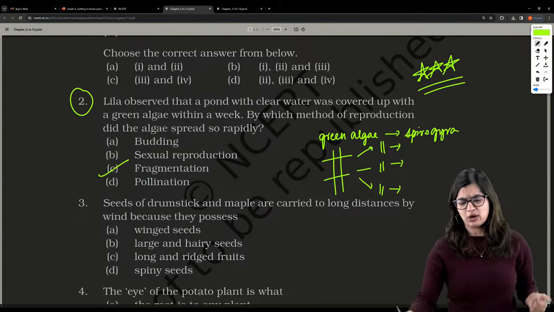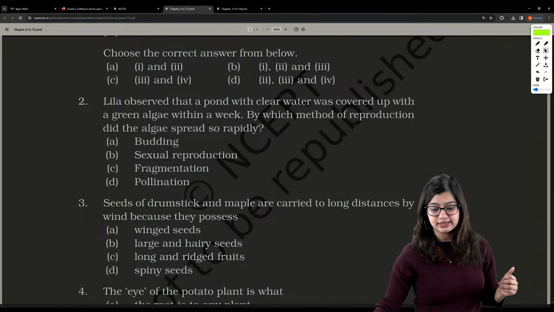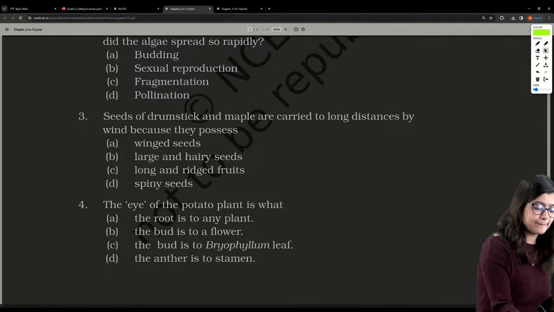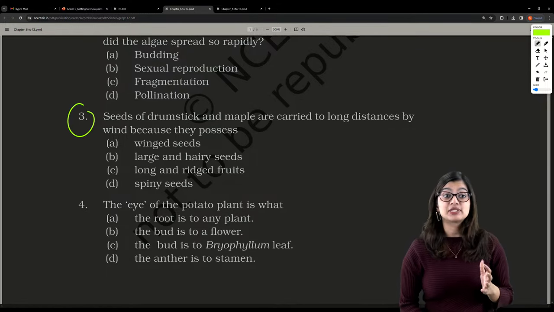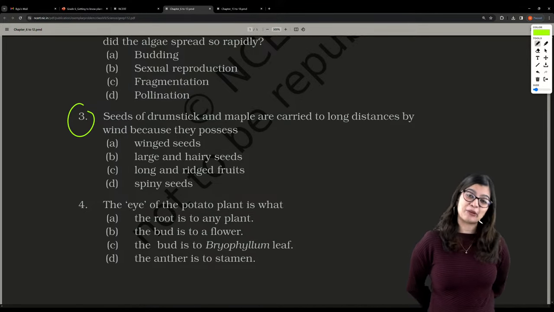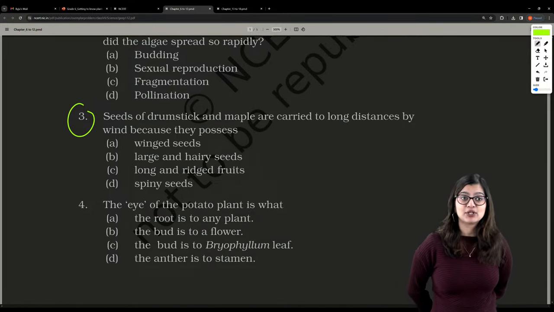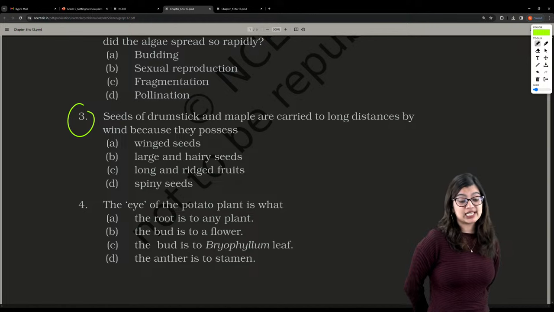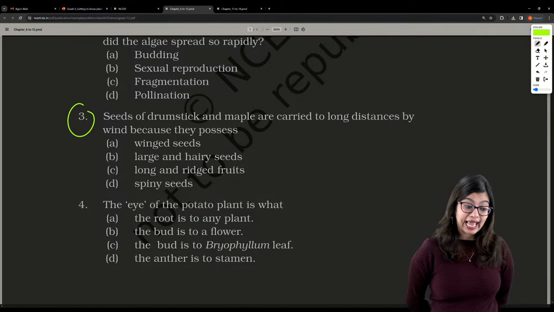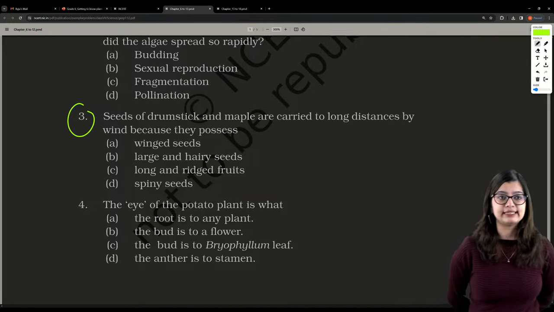Yes, super proud. Now let's move on to question number 3, students, on our screens now. Question number 3 is, seeds of drumstick and maple, right? Seeds of drumstick and maple are carried long distances by wind because they possess what? They possess winged seeds, large hairy seeds, long ridged fruits, or is it spiny seeds?